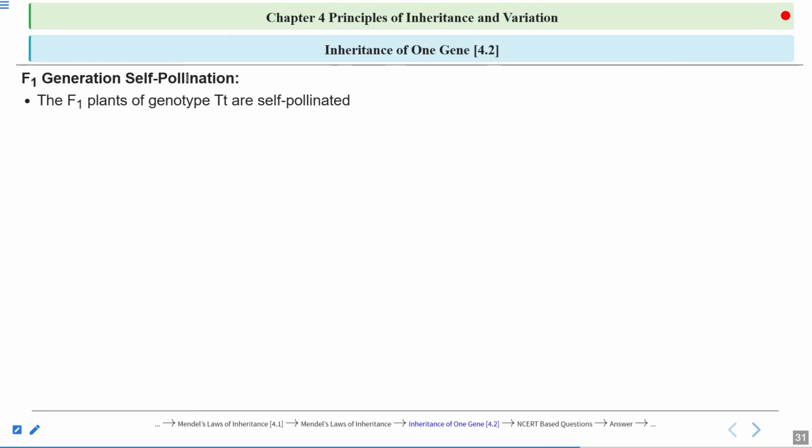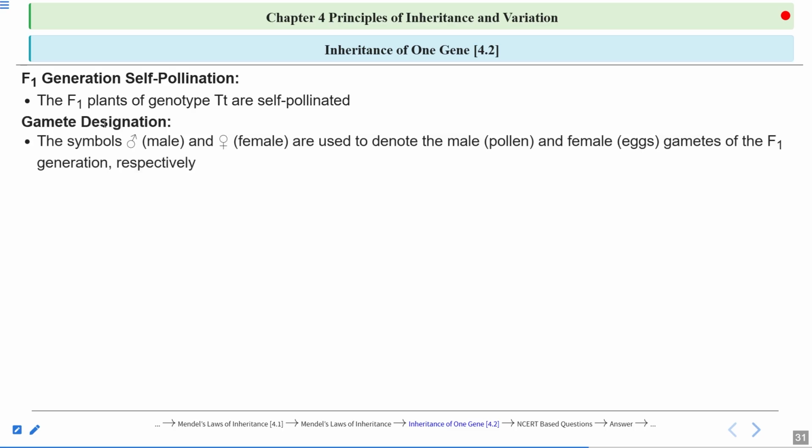Okay, the F1 generation is produced from the parents, and the selfing of the F1 generation is done. Clear? Now you can see this symbol is for the male and this symbol is for the female. So this denotes the pollen and the eggs. Pollens form the male gametes, and eggs are the female gametes. So they can be represented using these symbols.